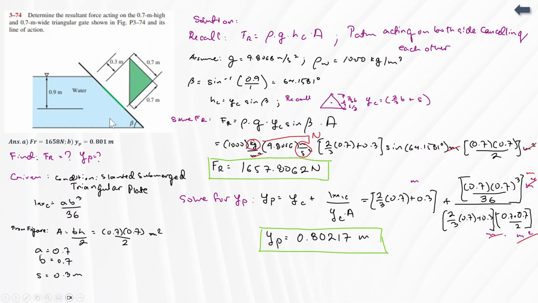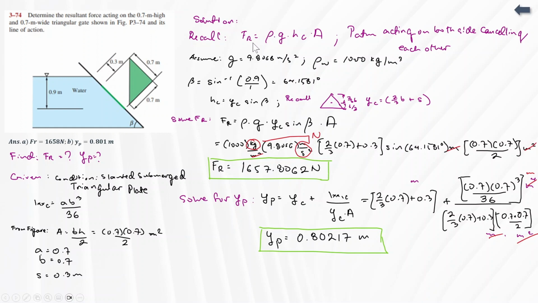Looking at the problem, this looks like a slanted submerged triangular plate. So we want to know your hydrostatic force being experienced. We also know that the moment of inertia ng triangular is ab cubed over 36. And from the figure, we also know that's a triangle, so the area is going to be the base times height divided by 2. So that's 0.7 divided by 2. We also know that a is 0.7 here, and b is 0.7, and we know that the s here is 0.3. Basically, that's the distance between the plate and the free surface line. In this case, it is 0.3.